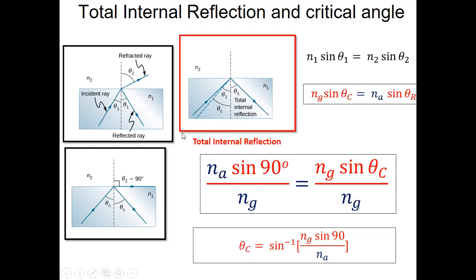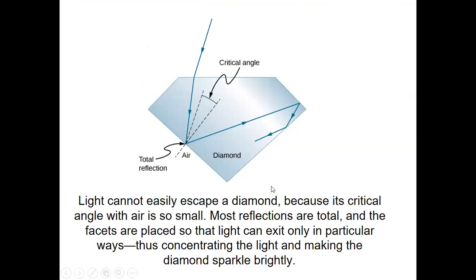Okay, for total internal reflection to happen, the incident beam should be incident from the denser material. So fish can see the surface better because somehow they know their critical angle, so they can see the total internal reflection. All right, now let's look at diamond.